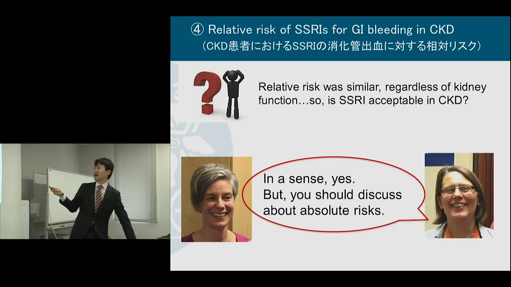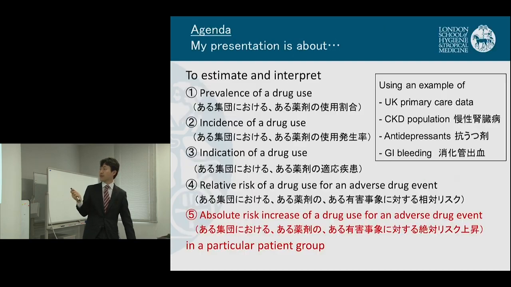So is this SSRI acceptable in CKD? And my supervisor said again, in a sense, yes. But I should look at absolute risks to discuss the appropriateness of use of a drug in a particular population. So this went to my final number 5, absolute risk increase or excess risk of a drug use for an adverse drug event in a particular patient group.